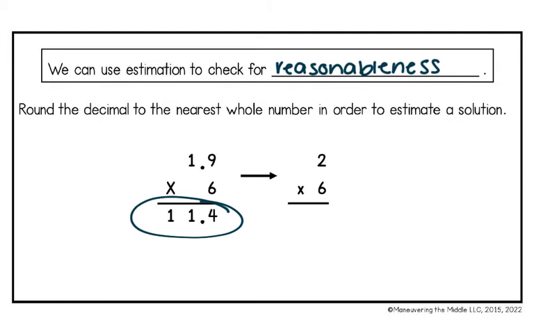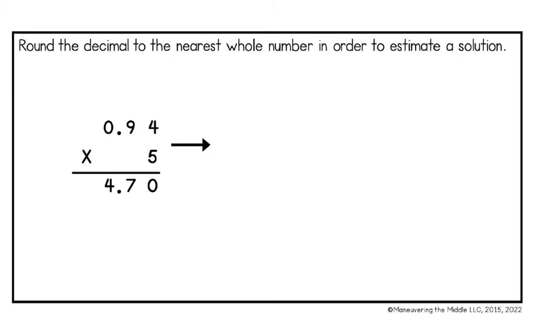So when we are checking for reasonableness, when we are estimating our answers, we are going to be rounding to the nearest whole number. So 1.9 is going to be turned into 2, and then 6 stays 6. So the answer is 2 times 6, which is 12. And 12 is pretty close to 11.4, so we know that our answer is reasonable. It should be correct. All right, so let's practice.